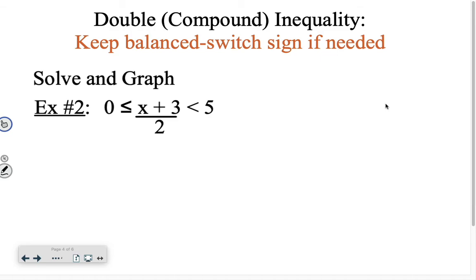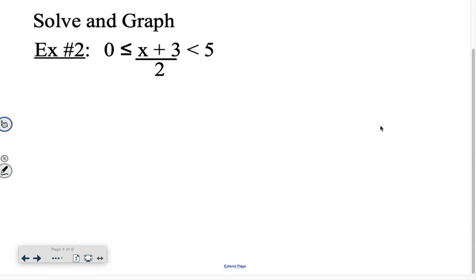A double or compound inequality is when you have two inequality symbols. Meaning, technically, there's two inequalities there. So I told you before, technically there's two inequalities. Here they are. If I cover up the first part, there's one inequality when it's less than 5. If I cover up the end, there's the other inequality. So realistically, if you wanted to, you could split this into two parts and solve them separately.